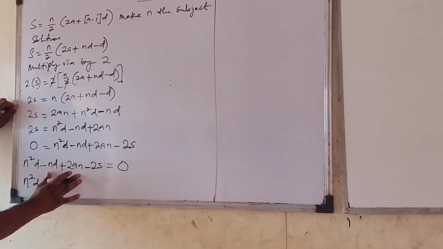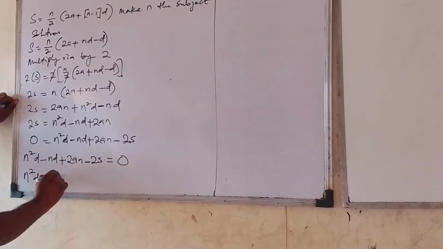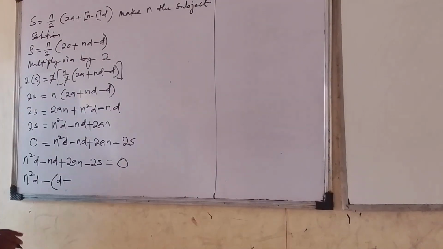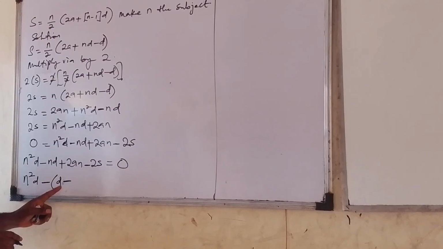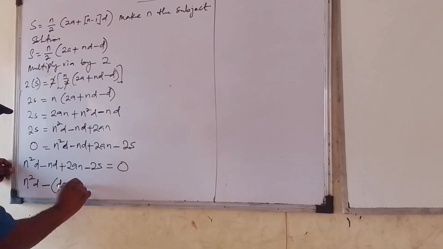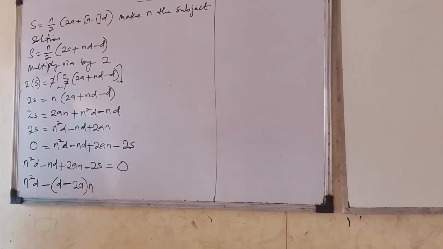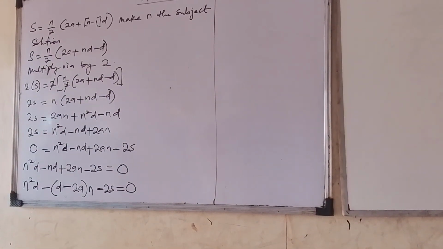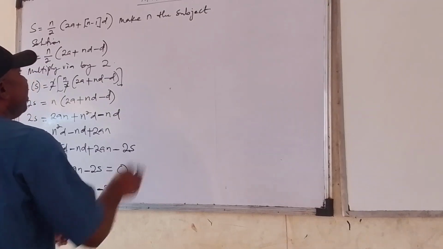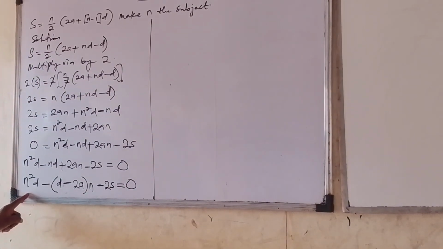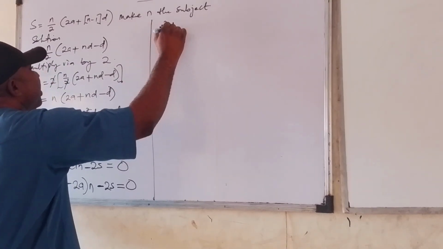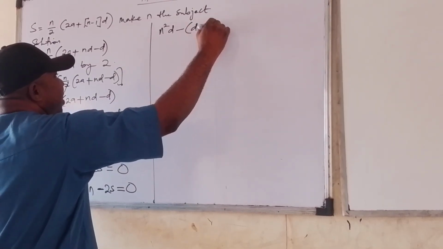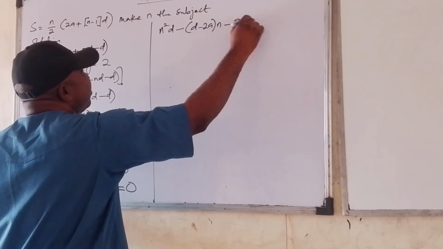minus, now let's look at this. n is common here. So we have d, and this will change to minus, because minus times minus is plus. So we have d minus 2a, and here we have n, n is common. Then here we have minus 2s is equal to 0. Now it means here we have n squared d minus, we have d minus 2a, then n, minus 2s is equal to 0.